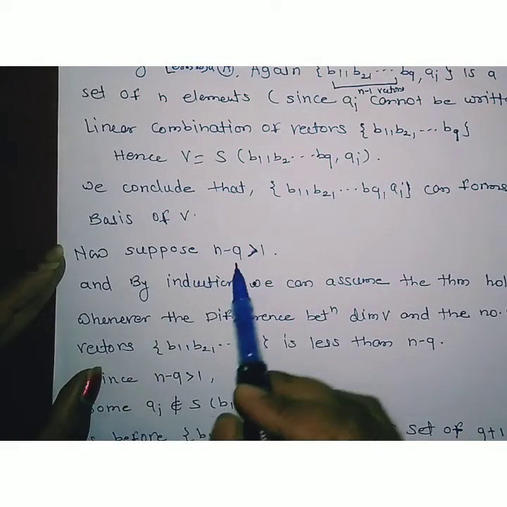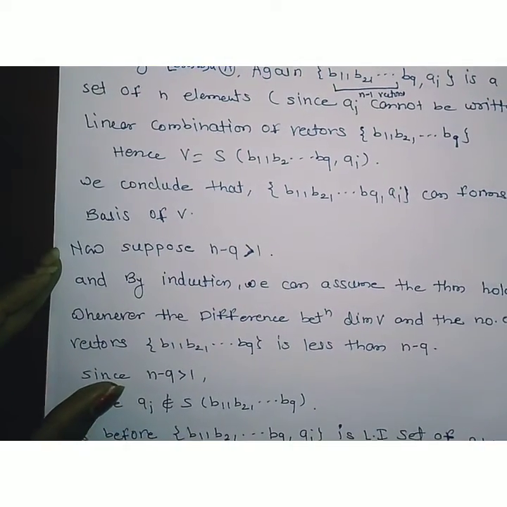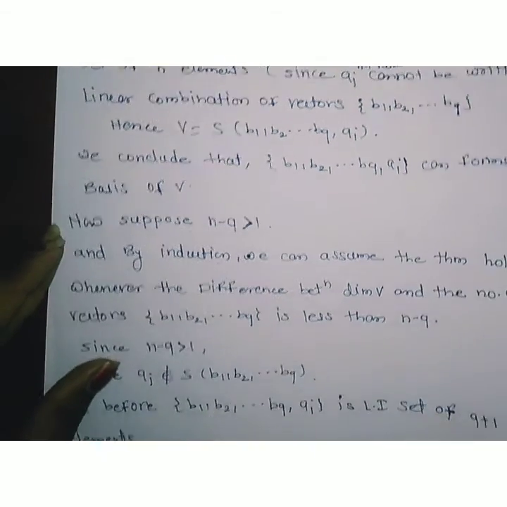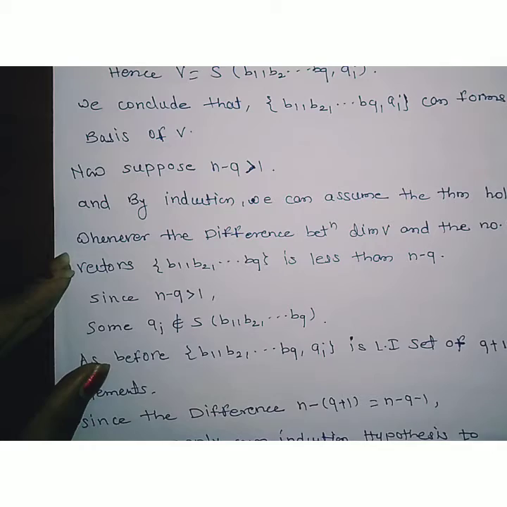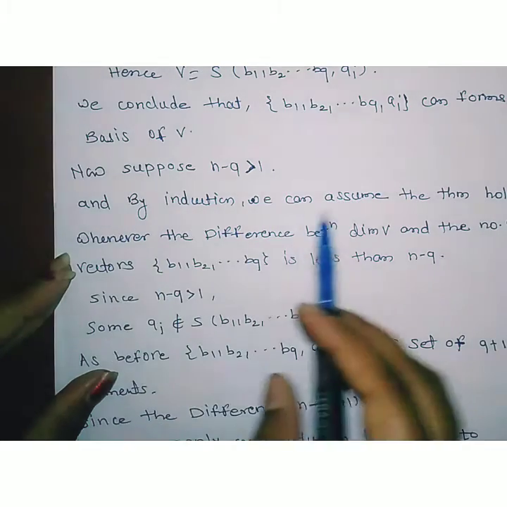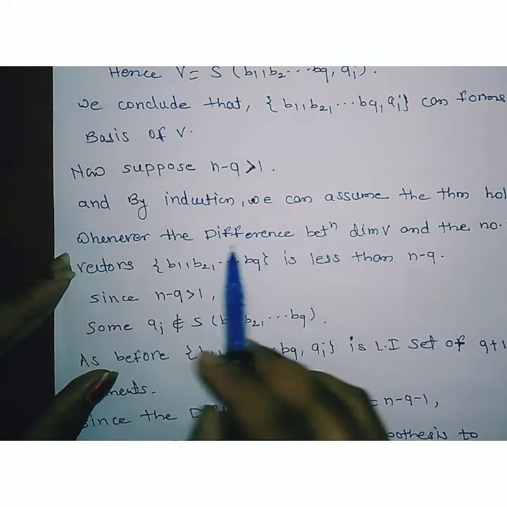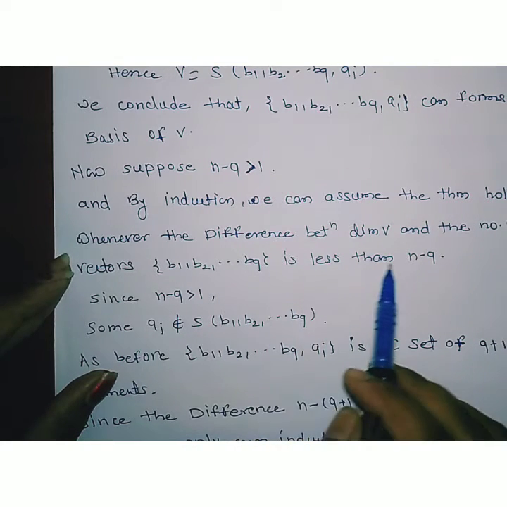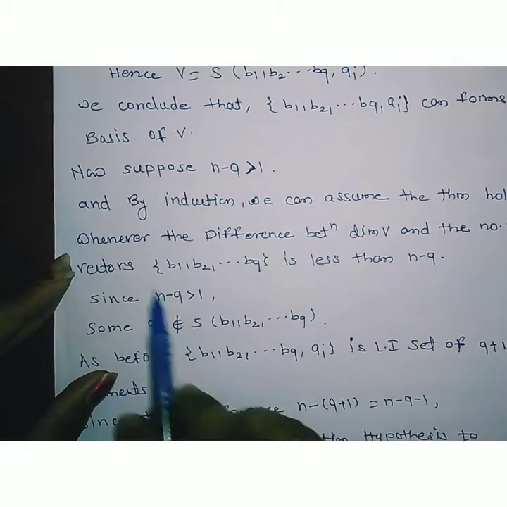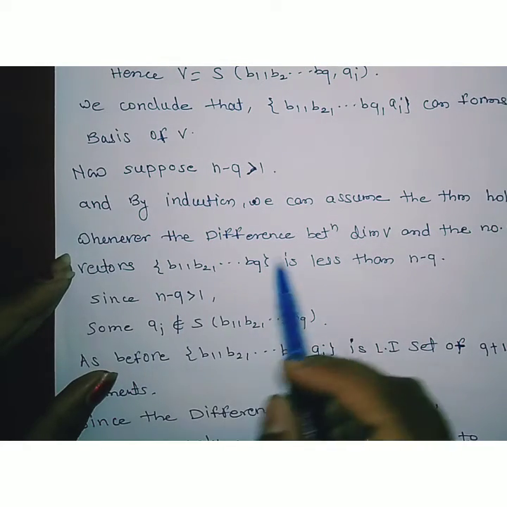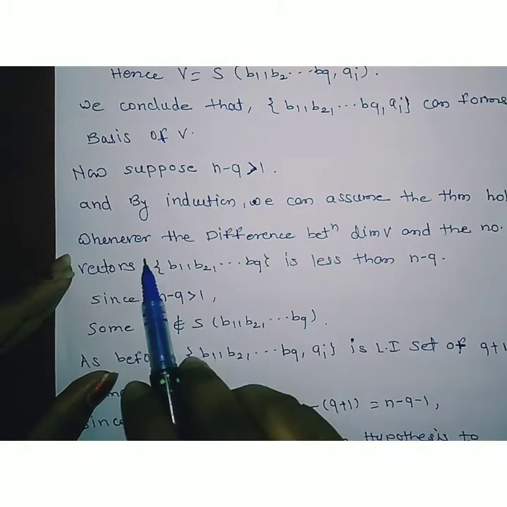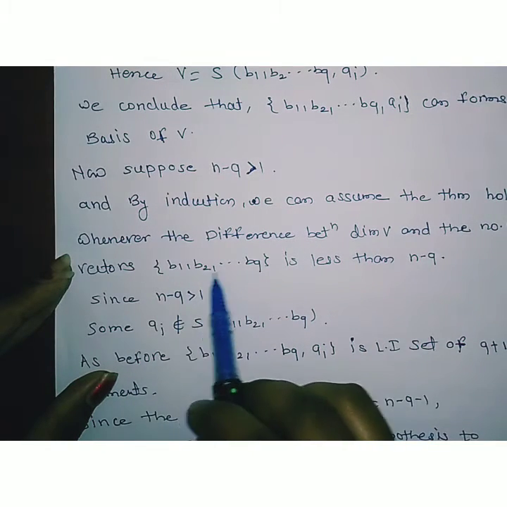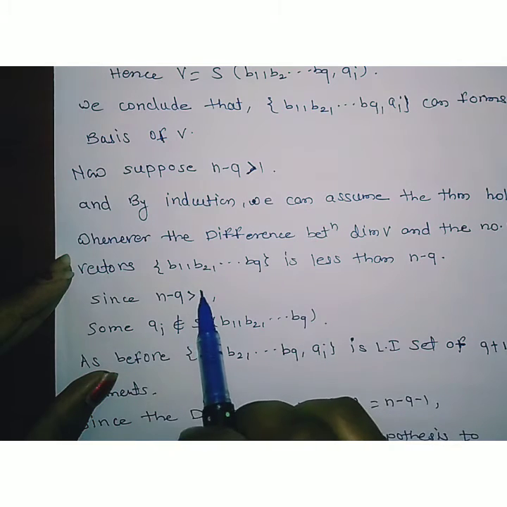Now suppose n minus q is greater than 1. Now consider the third case. If n minus q is strictly greater than 1, then by induction we can assume the theorem holds whenever the difference between the dimension of V and the number of vectors b1, b2, ..., bq is less than n minus q.